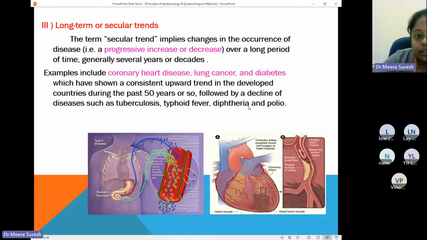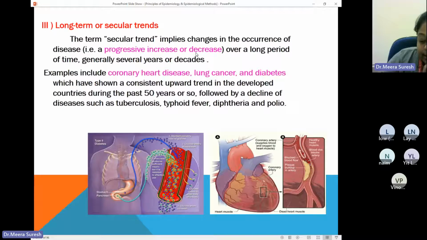Then long-term or secular trends. So long-term or secular trends means, as the term indicates, the changes that occur in the prevalence of the disease over the years. But there is a difference. There can be a progressive increase or decrease.